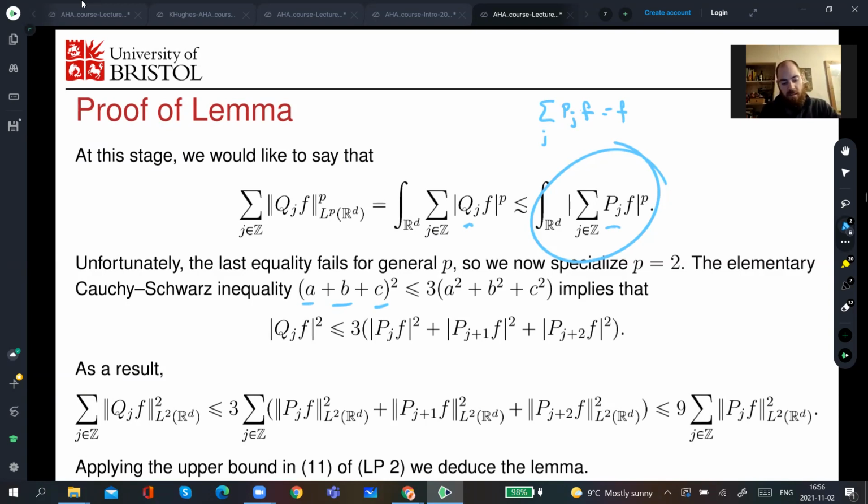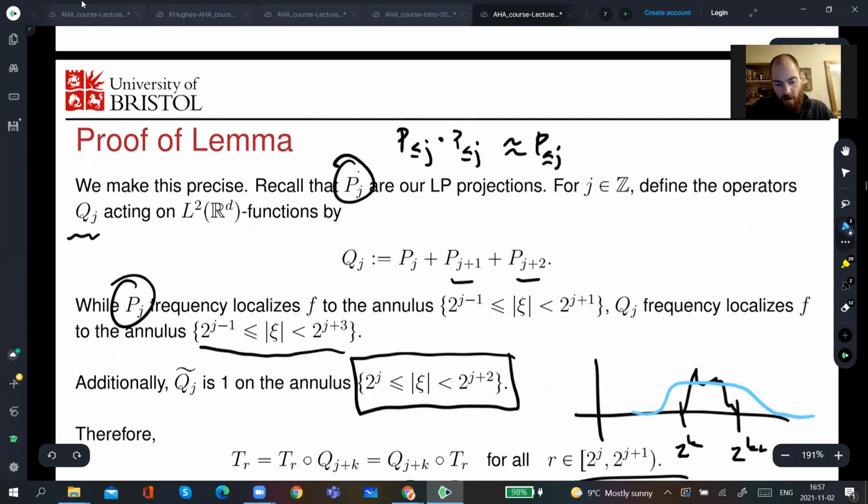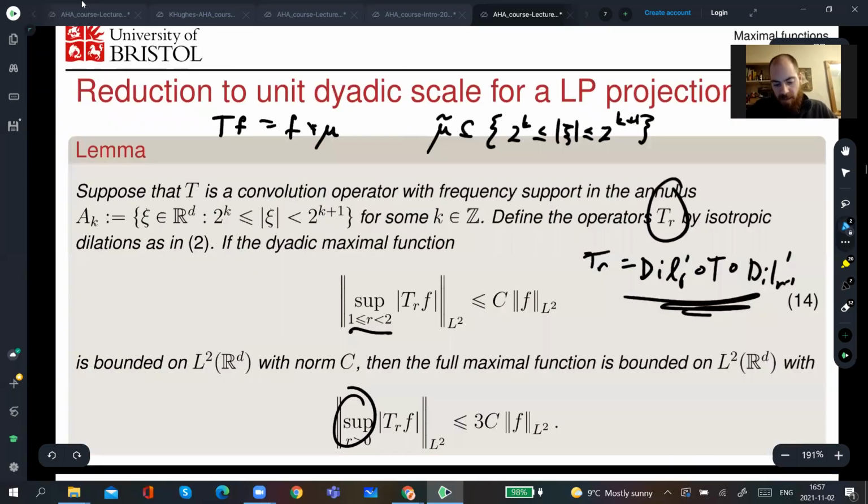So I can bound the square of the absolute value of Q_j by 3 times the sum of P_j squared plus P_{j+1} squared plus P_{j+2} squared. And what does that give me? When I look at this sum, I get that it's bounded by 9 times the little l^2 norm of the L^2 norms of the Littlewood-Paley pieces, which we already knew from the theorem before is at most the L^2 norm of f squared. So I have lost that factor of 9, and that's why the constant goes from C to 3C.